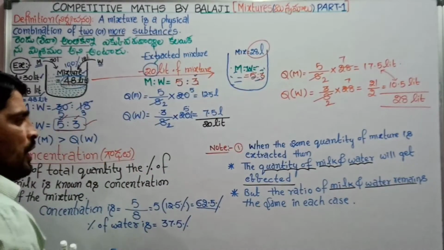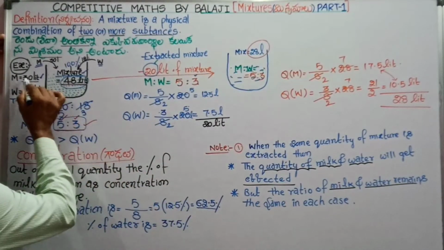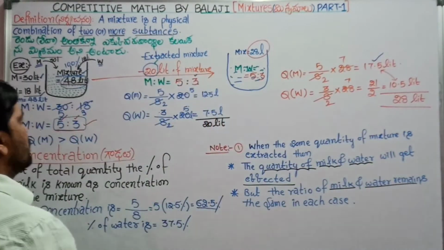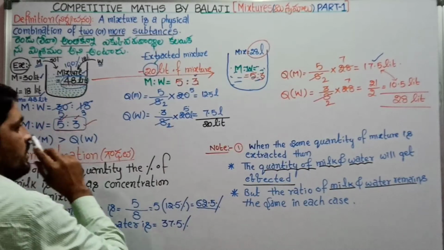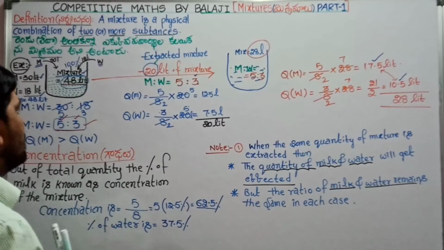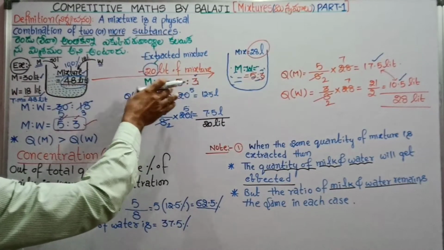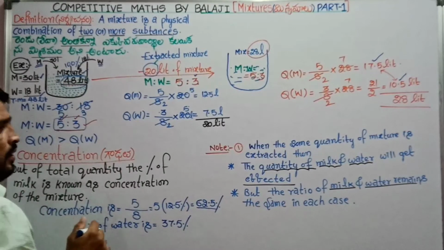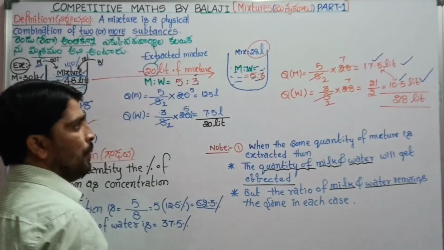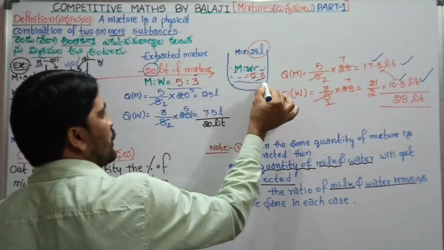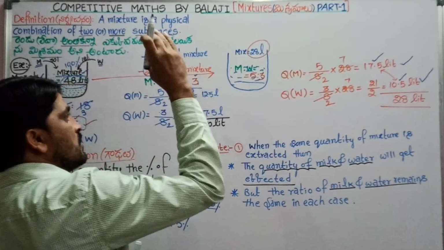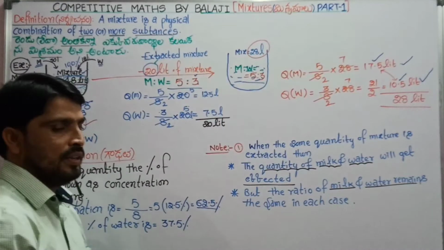Now, what parameter is changed here? Initial quantity of milk is 30 liters. Final quantity of milk is 17.5 liters. Initial quantity of water is 18 liters. Final quantity of water is 10.5. So when we extracted some mixture from the vessel, there is a change in quantity. There is a change in quantity, but there is no change in the ratio of milk to water in the initial mixture, extracted mixture and the remaining mixture. Okay, that is very important.